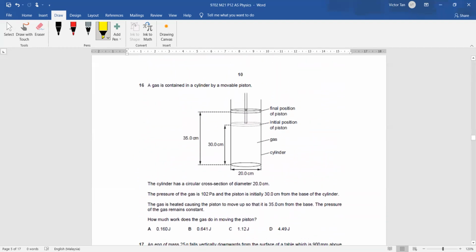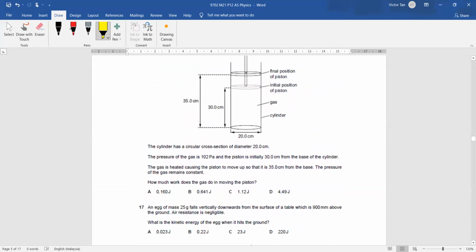Now, gas is contained in a cylinder by a movable piston. The cylinder has a circular cross-section of diameter 20 cm. The pressure of the gas is 10^2 pascals and the piston is initially 30 cm from the base of the cylinder. The gas is heated, causing the piston to move up so that it is 35 cm from the base. The pressure of the gas remains constant. How much work does the gas do in moving the piston?